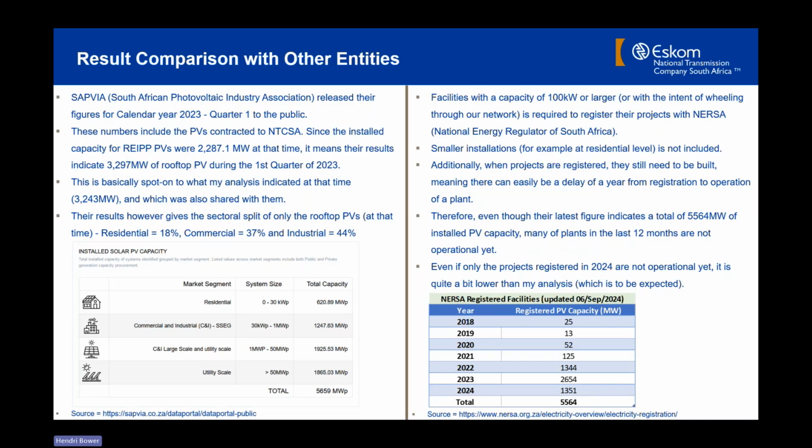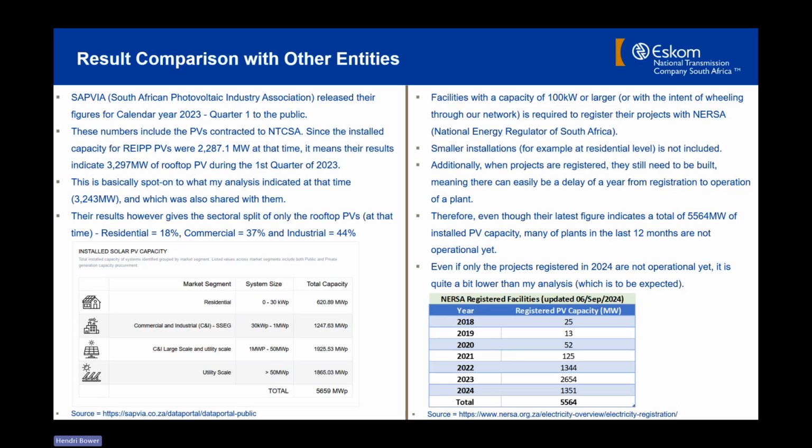Also, facilities that, so to the right hand of the slide, that have got a capacity of greater than 100 kilowatts or larger, also, if they have the intent of wheeling through our network, they are required to register their projects with NERSA. So obviously, it doesn't include your smaller installations, for example, at residential level. That's something important to note.